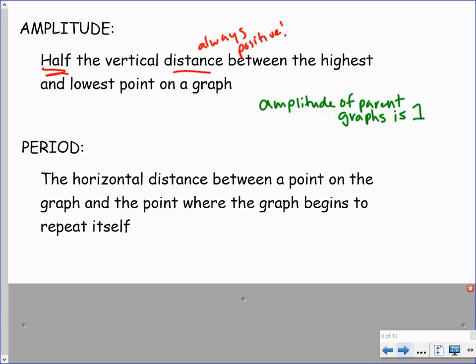The other word that we use for graphs of trig functions, and amplitude is only for sine and cosine, but period will work for all 6 graphs. A period represents a horizontal distance between a point on the graph and the point where the graph begins to repeat itself.